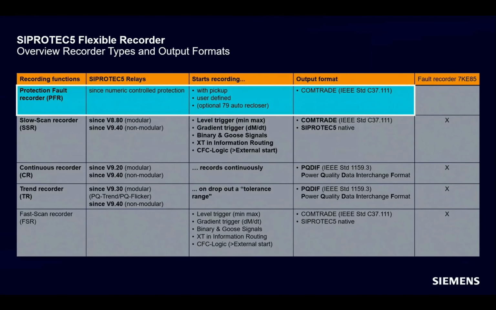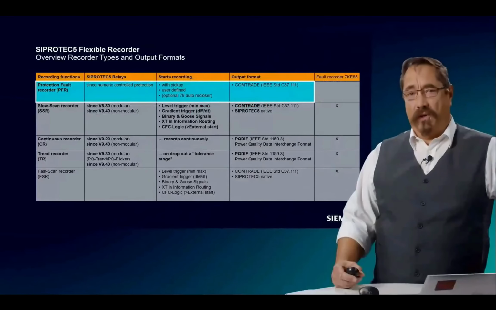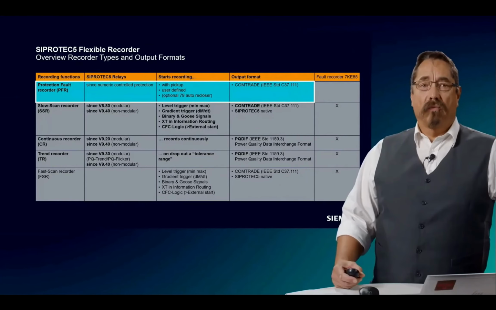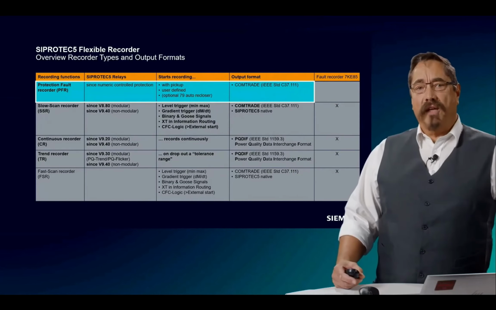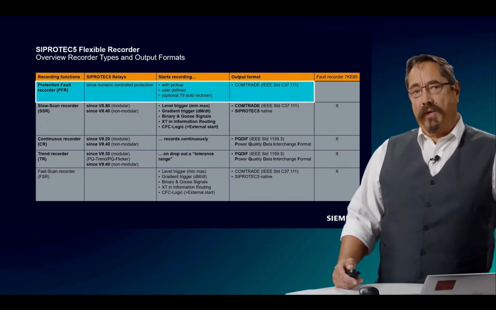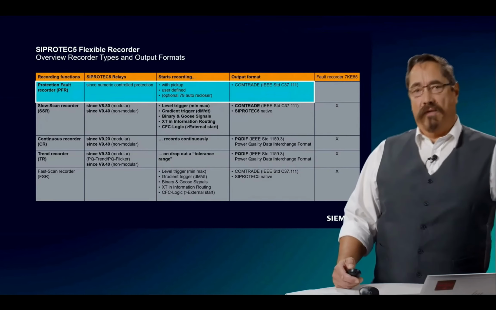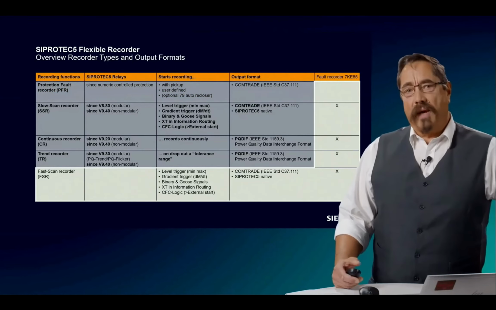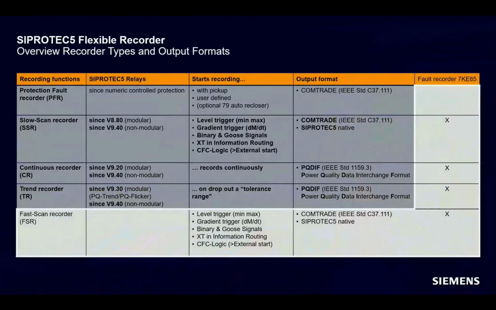I will name the mechanism inside the protection device from now on Protection Fault Recorder, PFR, to make it absolutely clear that the function name fault recorder in the relay has nothing to do with the fault recorder device 7KE85. And by the way, the 7KE85 with its fast scan recorder is marked in gray because this device is not part of today's webinar. Our focus today is on the protection relays and their recording functions.